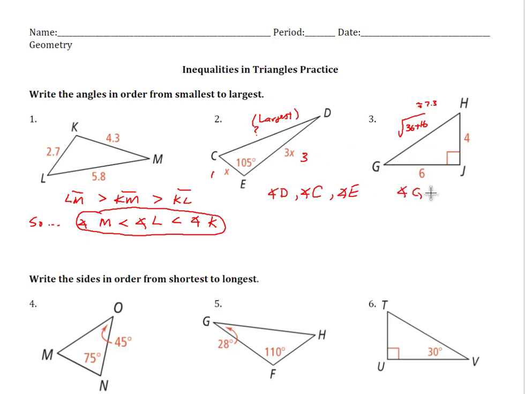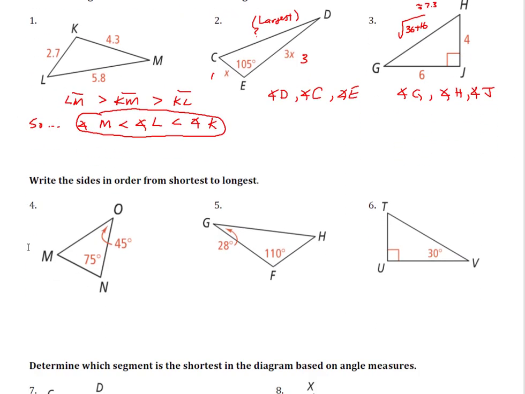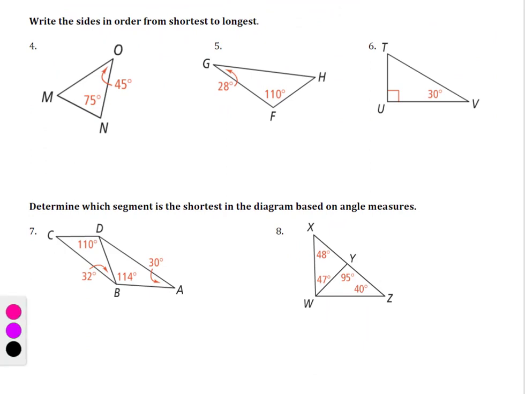In triangle 3, we have a right triangle, so that hypotenuse is the square root of 52, and angle G is the largest angle. Write the sides in order.